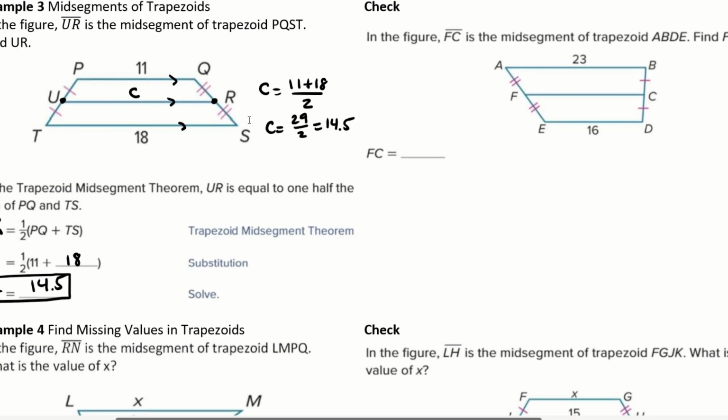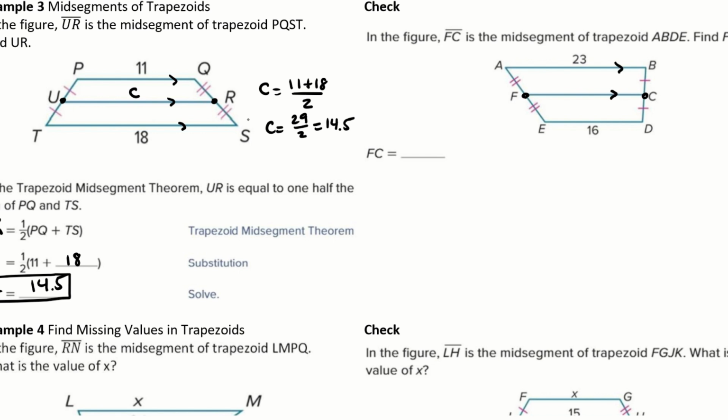All right, hopefully you paused it and tried it. So it says in the figure, FC is the mid-segment of trapezoid ABDE, and find FC. All right, so they don't have to tell us it's a mid-segment. We know it's a mid-segment because by definition, it connects the midpoints of the legs of the trapezoid. And so therefore it has to be parallel to the bases.